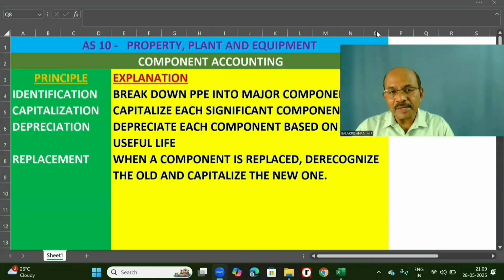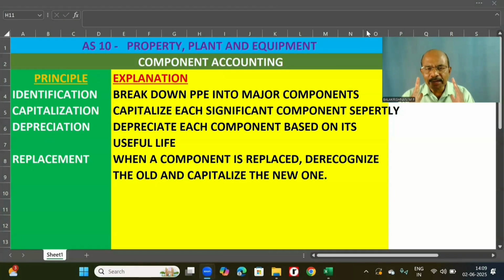Let us now examine what AS10 says about the recognition criteria of components. Well, we have basically learned that an item of PPE should be recognized as an asset if probable future economic benefits associated with the item will flow to the enterprise, and the cost can be measured reliably. Well, this applies equally to individual components also.